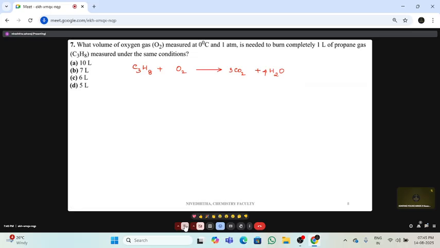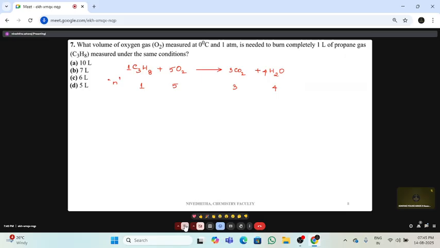Now we have to balance the oxygen. 5O2. Very good. That's it. So what is the inference here? In terms of number of moles, 1 mole of propane requires 5 moles of oxygen to give 3 moles of carbon dioxide and 4 moles of H2O. That's it. So here the ratio between propane and oxygen gas is 1:5.